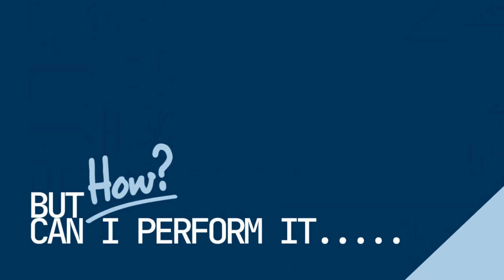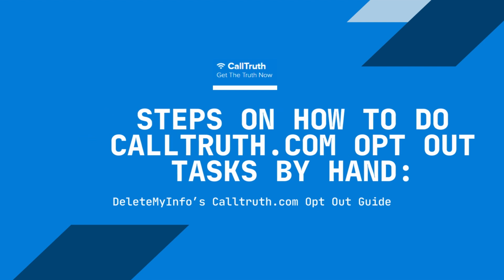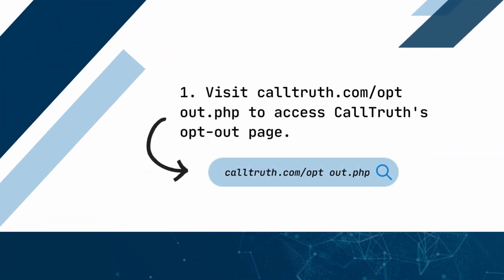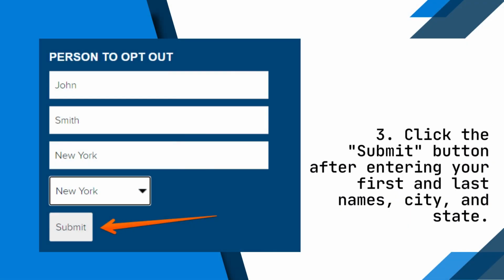But have you ever wondered, how can I perform the CallTruth.com opt-out process? Here's how to do CallTruth.com opt-out tasks by hand. Step 1. Visit the website to access CallTruth's opt-out page. Next, start the removal by clicking the person option. Third, click the submit button after entering your first and last names, city, and state.